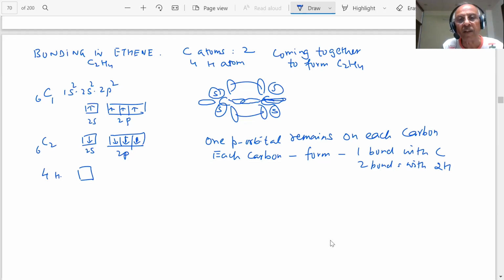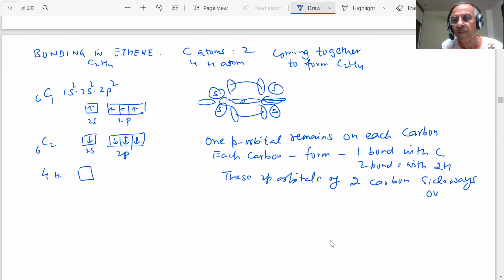And these two p orbitals of two carbons overlap sideways and therefore will form a pi bond. This is our pi bond, students.